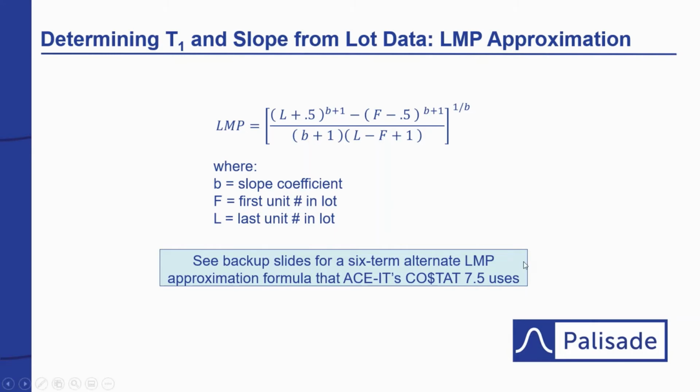I've got a bumper sticker here telling you that CoStat, ACID's stats module, uses a 6-term alternate lot midpoint approximation formula. So they've got one that's a little more complicated than this, but it fundamentally does the same thing and ultimately gets you, to within the tolerance that you've got GoalSeek at, to the same result. But if you're an ACID user using CoStat to do this kind of thing and are curious about what it does, I've got a backup slide that has that formula.